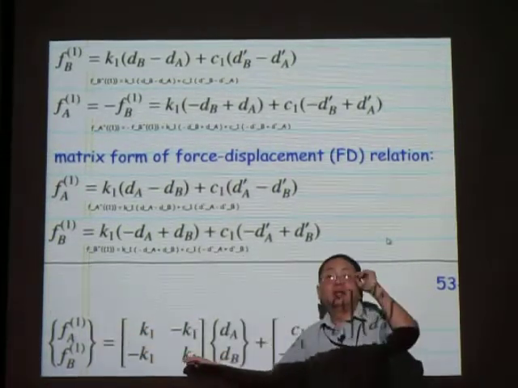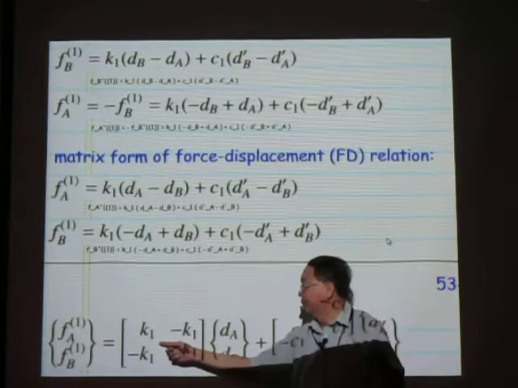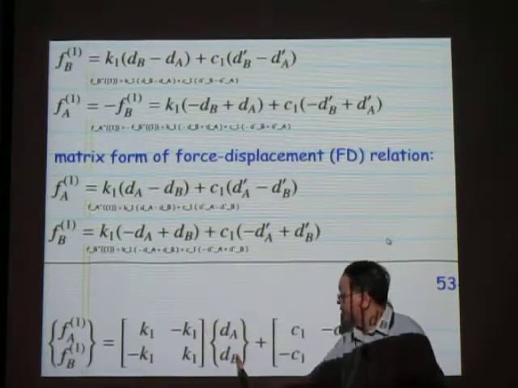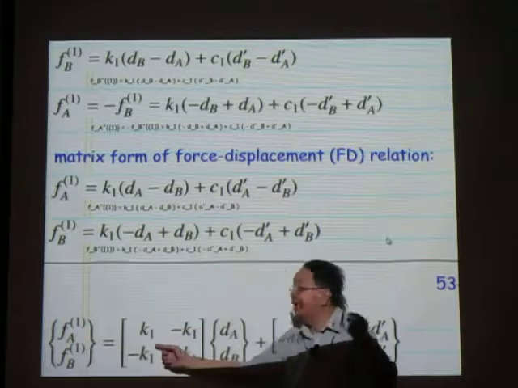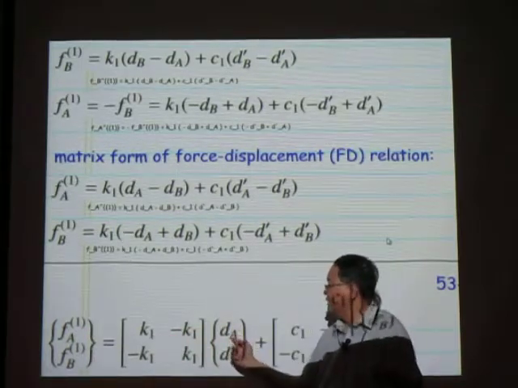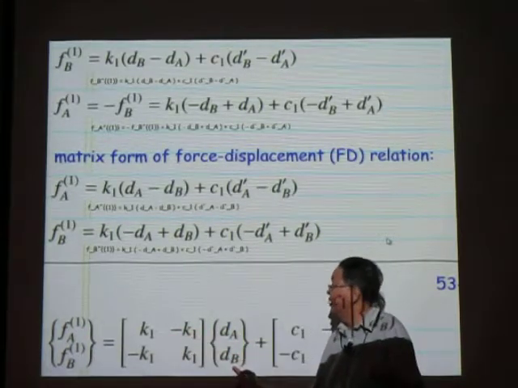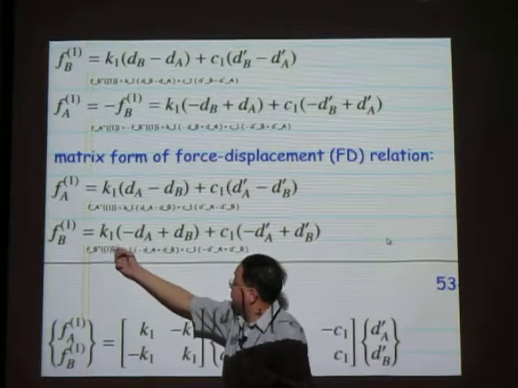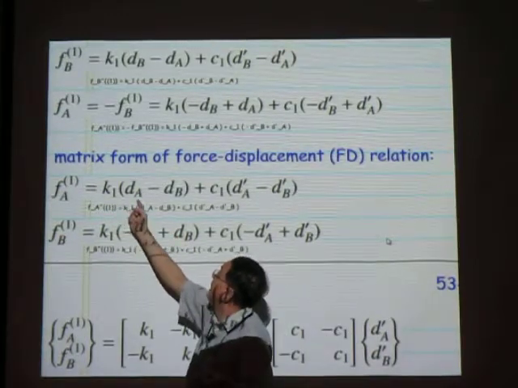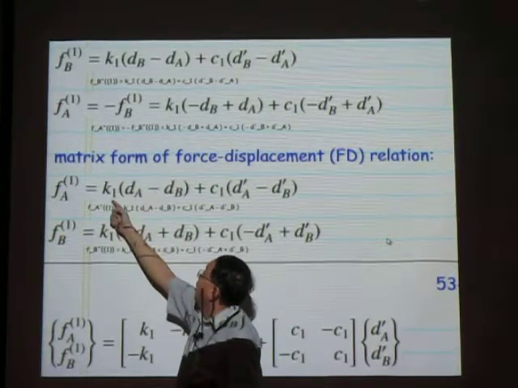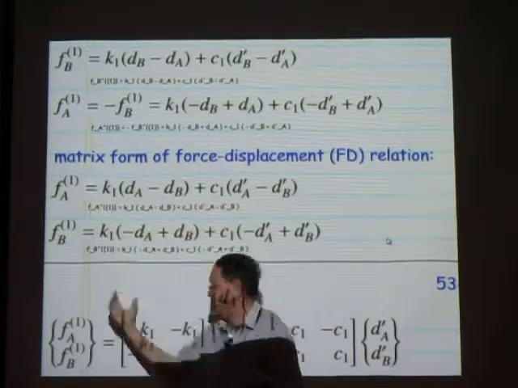Okay, so let's follow this thought process here. Take the first row times this column, gives you FA, right? Let's check. K1 times dA minus K1 times dB. K1, up here. K1 times dA minus K1 times dB. Checks out. That's the first term.